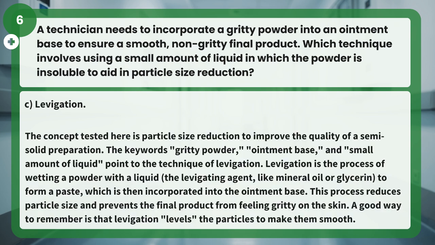Answer: C. Levigation. The concept tested here is particle size reduction to improve the quality of a semi-solid preparation. The keywords gritty powder, ointment base, and small amount of liquid point to the technique of levigation. Levigation is the process of wetting a powder with a liquid, the levigating agent, like mineral oil or glycerin, to form a paste, which is then incorporated into the ointment base. This process reduces particle size and prevents the final product from feeling gritty on the skin. A good way to remember is that levigation levels the particles to make them smooth.